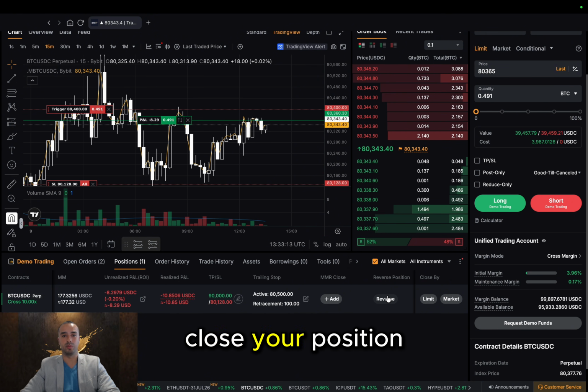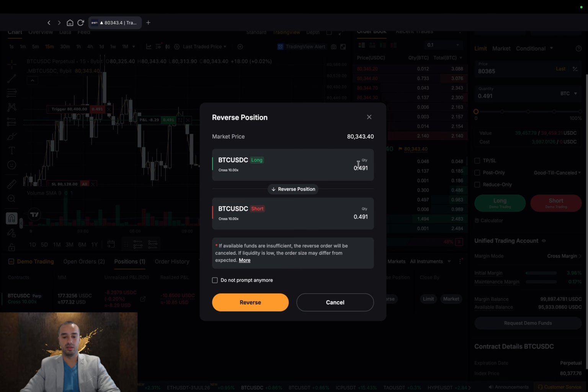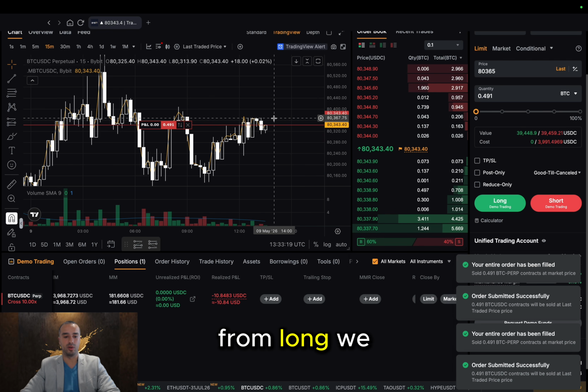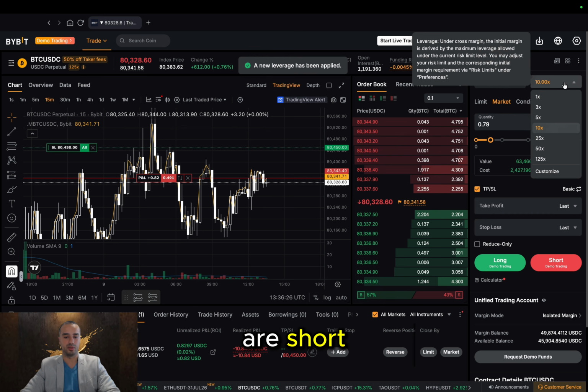Reverse: you want to close your position in reverse. That's basically it. Reverse, and now from long, we are short.